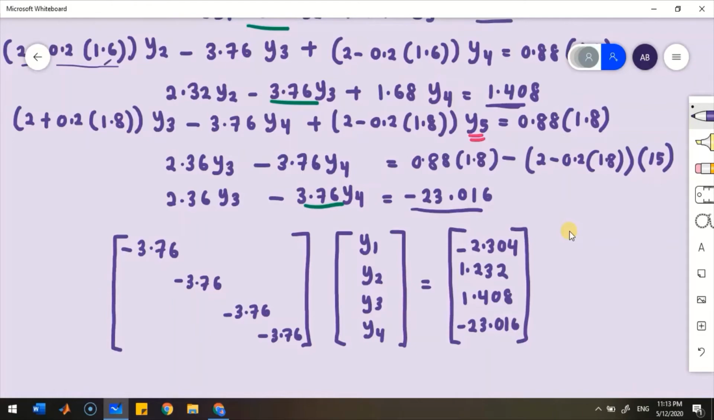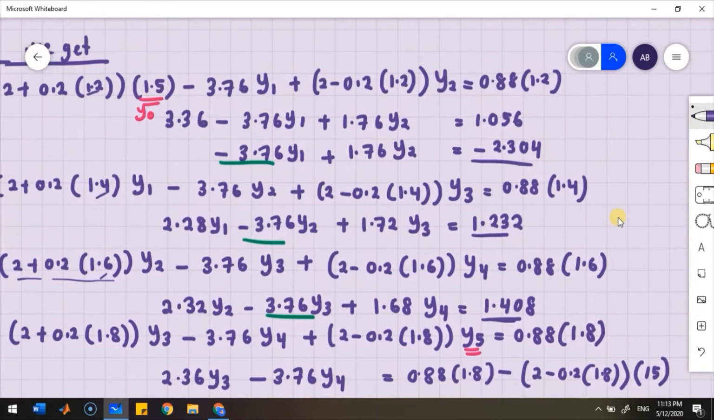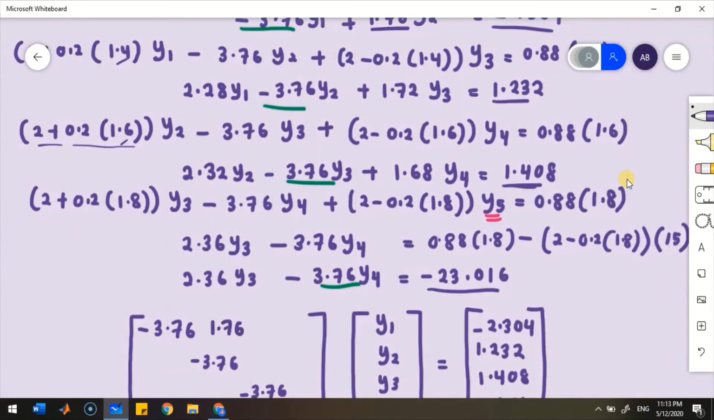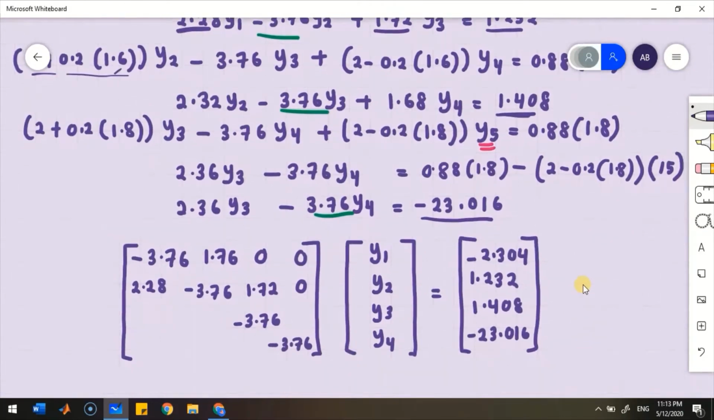Then this term here is my y2 for equation 1, so this one is 1.76. Then we have 1.76 again, and then this term here, 2.28 and 1.72, and 0. Then we have 2.32 y2, not y1, y2, and this term is 0. Then we have y4, 1.68, and then we have 2.36 y3. So this is our 4x4 system.